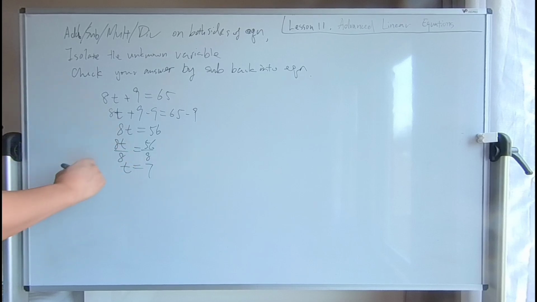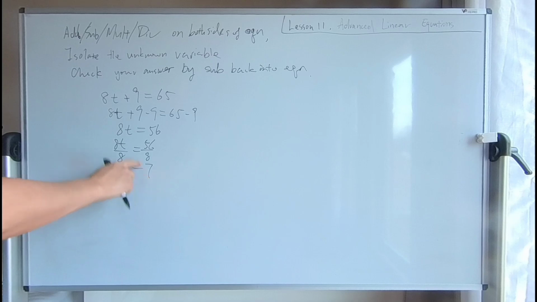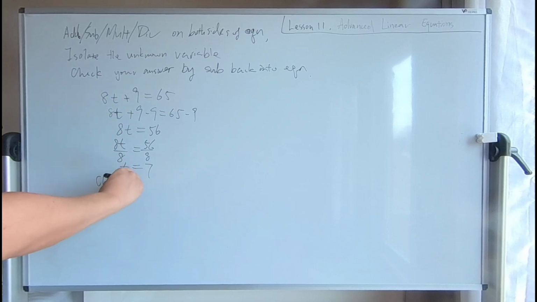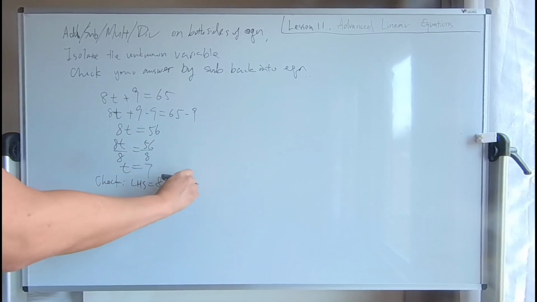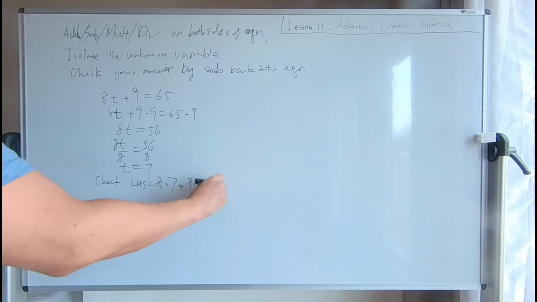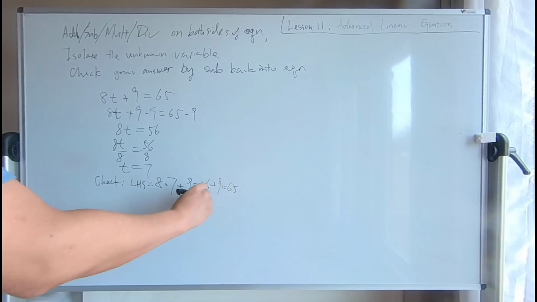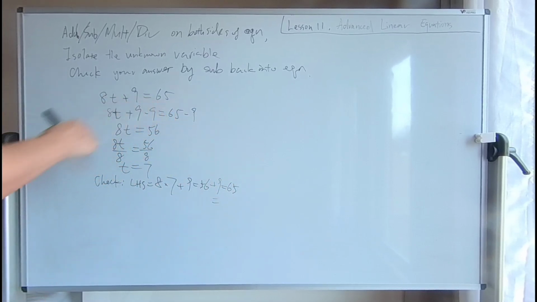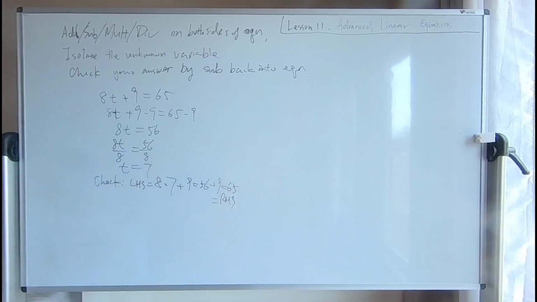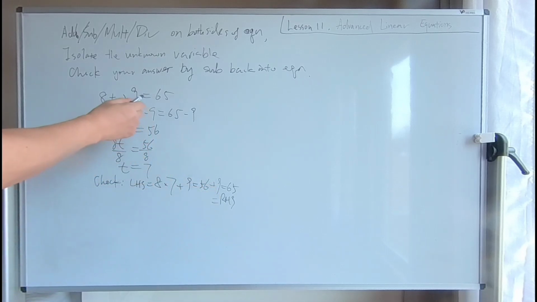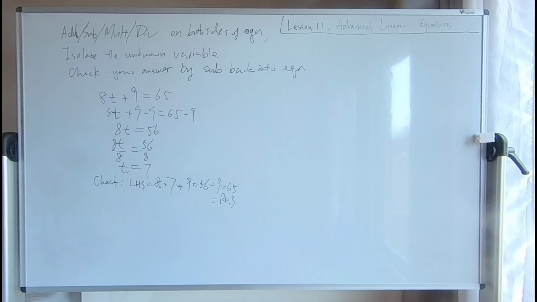So I got t equal to 7, and then finally I can check by substituting this value back into the original equation. I have left hand side equals 8 times, now I know t equals 7, plus 9, it's 56 plus 9, this is 65. Because there's just one single number on the right hand side, I don't need any further calculation, but I can validate that this is the solution because it makes the equation equal on both sides.